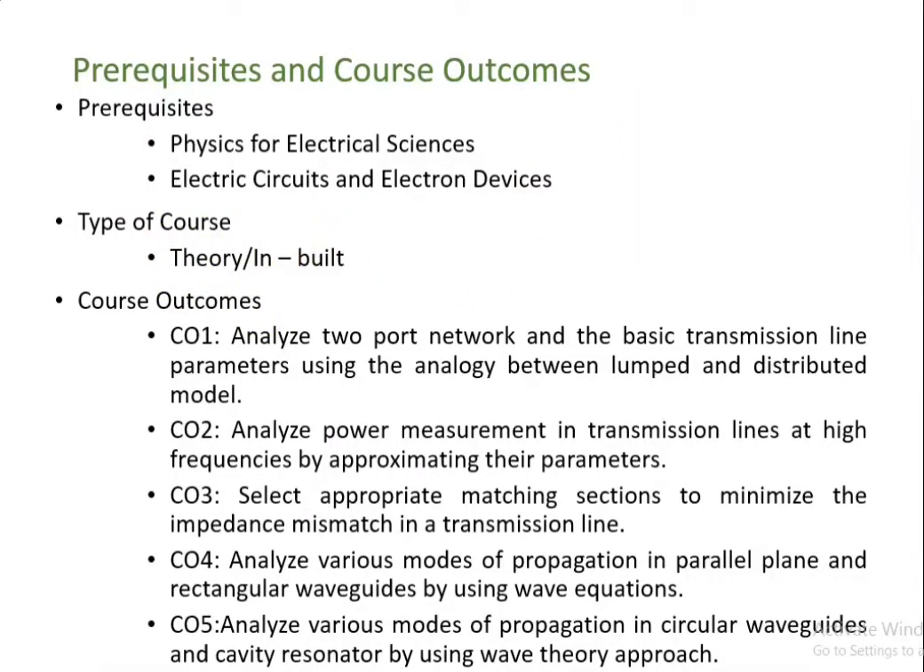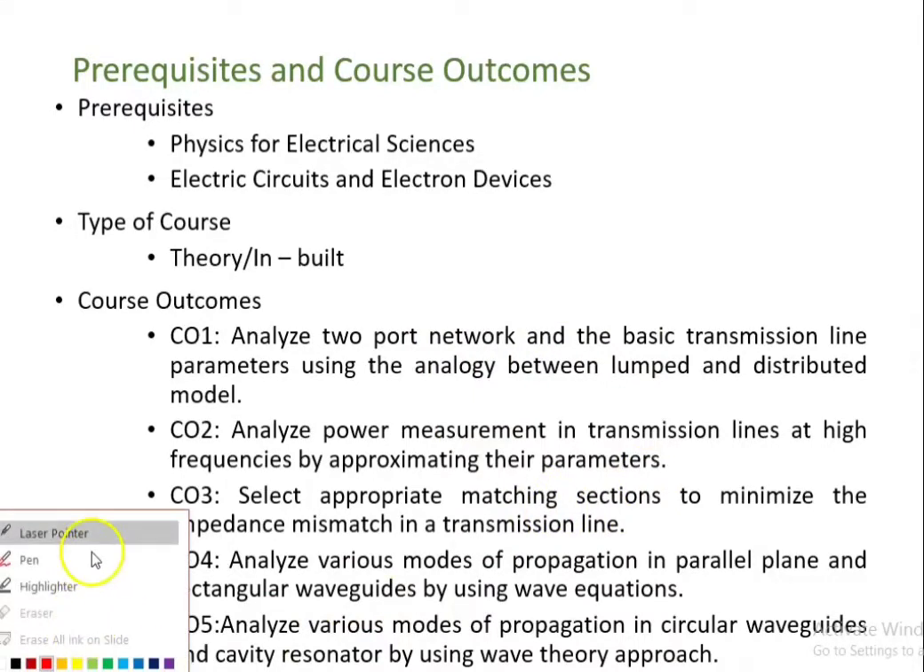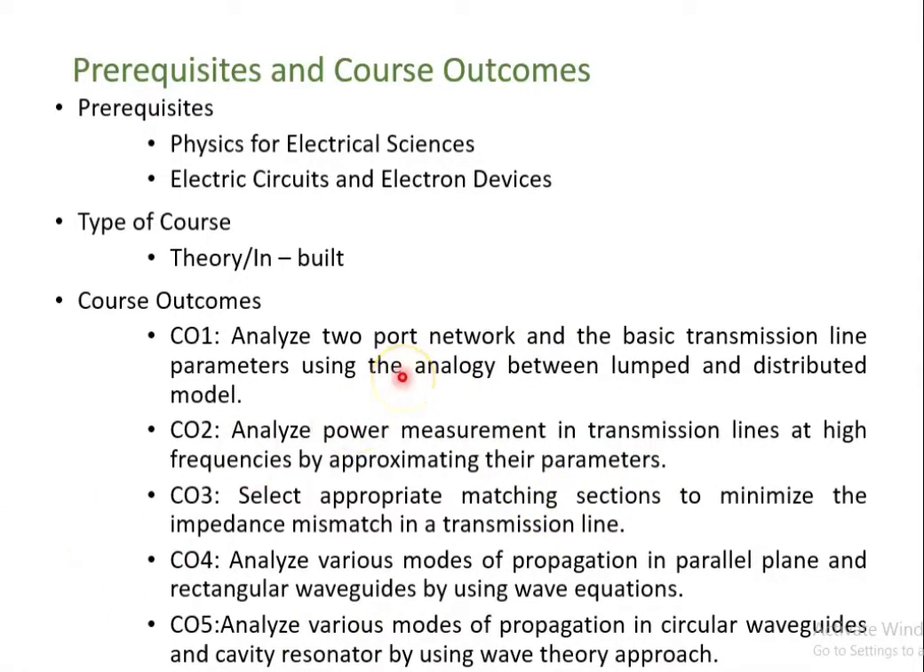You have 5 COs. CO number 1, in this CO you will learn the different two-port network parameters like Z parameter, Y parameter, H parameter and ABCD parameters, and the difference between the lumped element model and distributed model of a line. And the second one, you are going to approximate certain parameters for high frequency analysis.